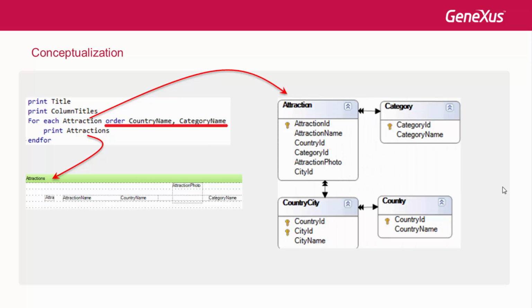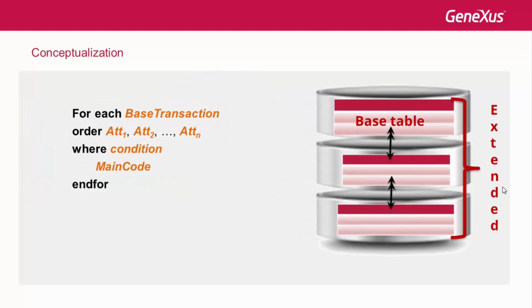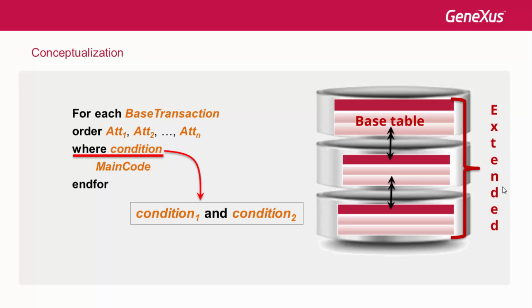Here, country name and category name are not included in the base table, attraction. Instead, they're included in tables of the extended table. To filter the information returned by the for each command, the where clause is used. In it, we indicate the condition that the records must meet in order to be selected. The condition can be complex and include several conditions joined by and or or. That is to say, for example, condition 1 and condition 2, which means that both conditions must be met at the same time. Condition 1 or condition 2, which means that if one of them is met, it's enough for the record being evaluated to pass the filter.